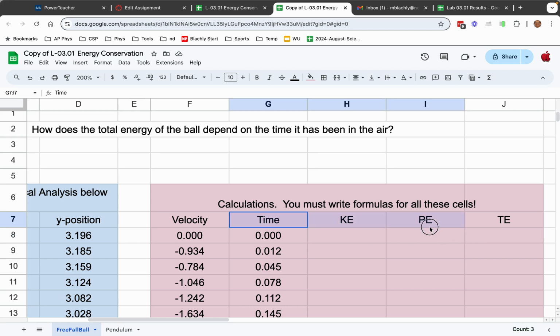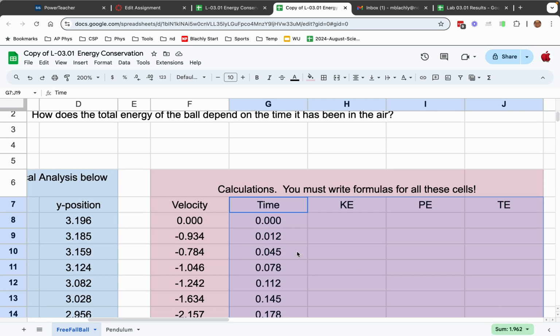And then you're going to make a graph of these last 4 columns. The time will be on the x-axis, and the 3 energies will be on the y-axis. So that's what your graph's going to be made from. Okay?